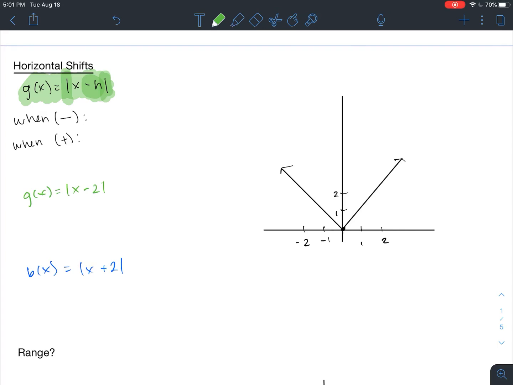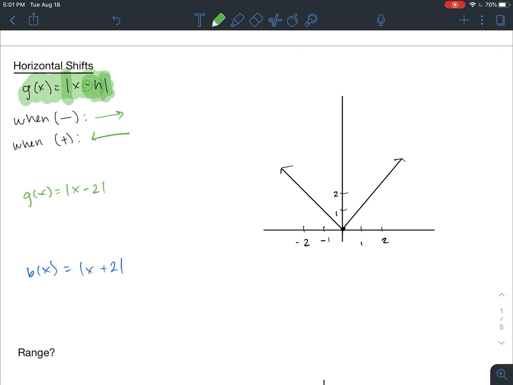Whenever you have a minus sign right here, you're going to shift to the right. And I know that sounds a little weird, because whenever you think negative, well, these are the negative numbers, right? Well, not in this case. Anything that happens inside our lines, we read in an opposite way. So when we see negative, you're going to shift to the right. When it's positive, you're going to shift to the left.